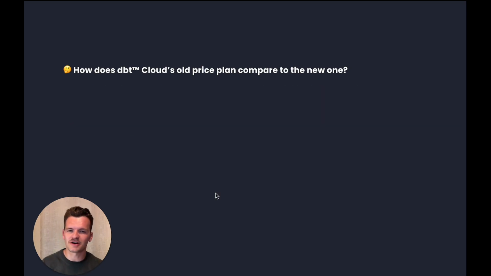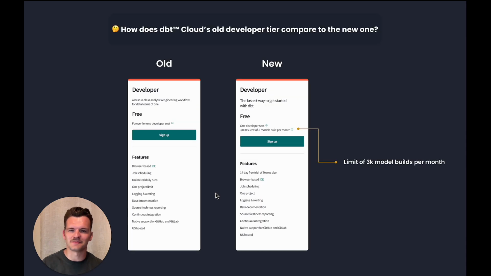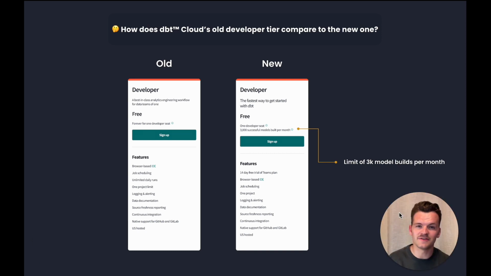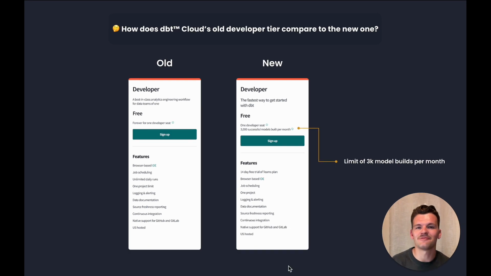First, let's compare the old price plan to the new one, and let's look at the developer tier. In the old developer tier, you got one free seat, and you could build as many models as you want at no extra cost. In the new developer tier, you still get one free seat, but you are limited to 3,000 successful model builds per month. And once you cross that threshold, you'll be required to pay, or your production jobs will stop running. Now, let's compare the team tier.